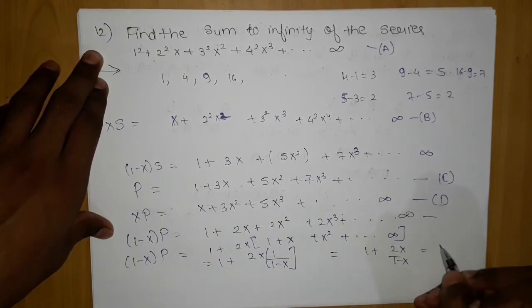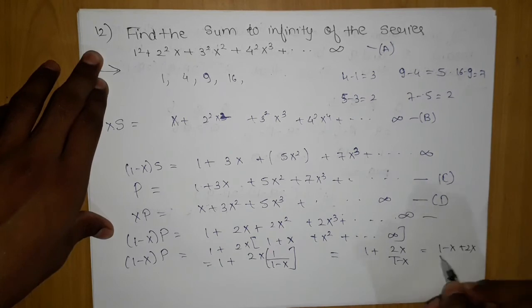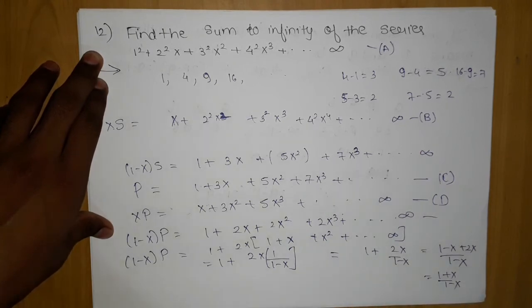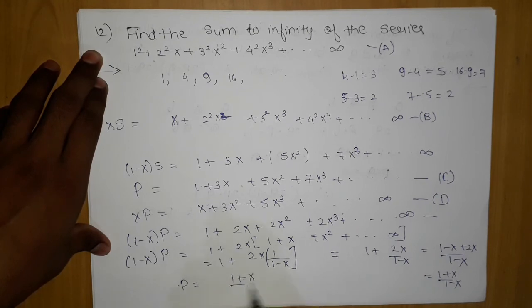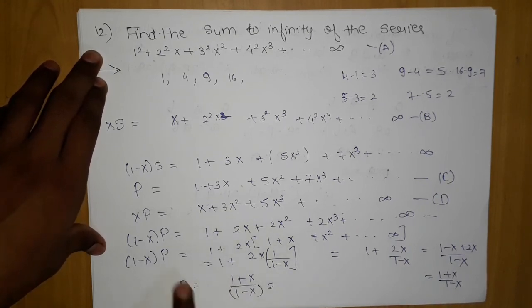If I multiply it here, 1 minus x plus 2x upon 1 minus x, which gives me 1 plus x upon 1 minus x. Now if I move this 1 minus x here, what I get is 1 minus, okay, 1 minus 1 plus x upon 1 minus x the whole square. So we got the P thing.